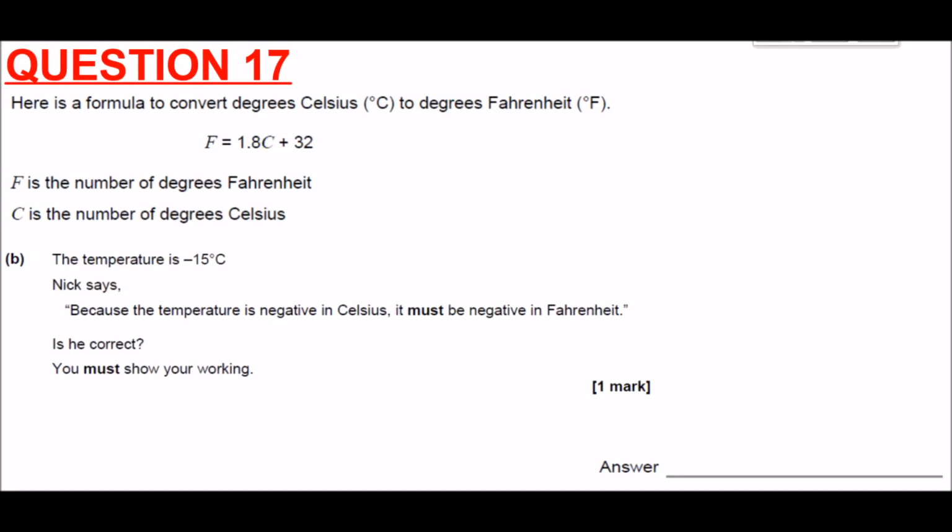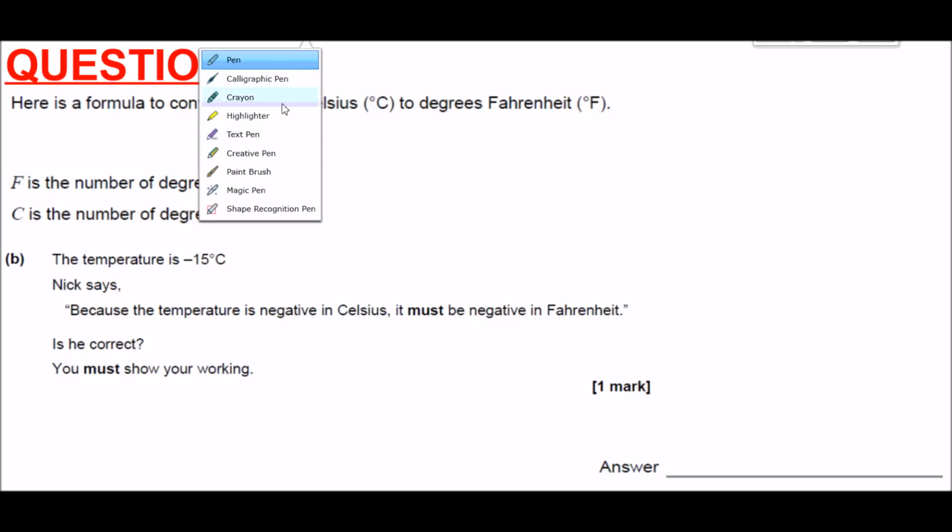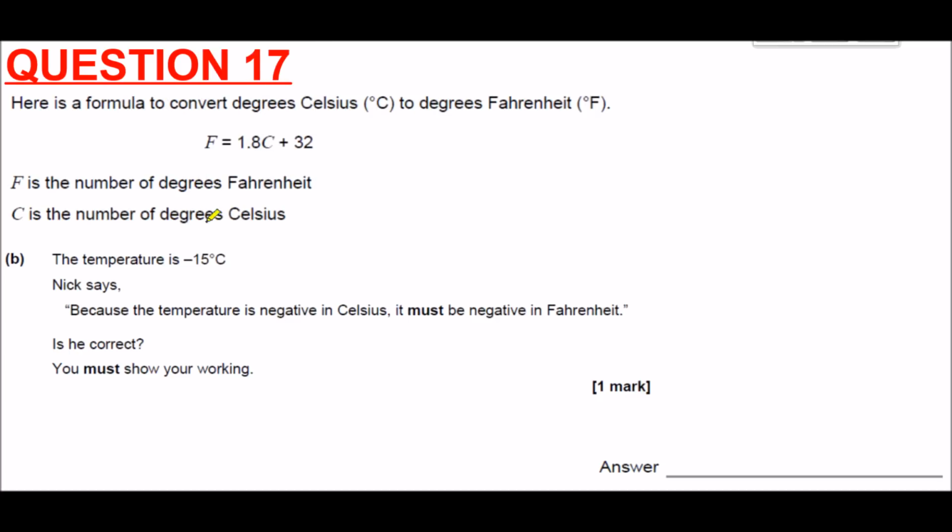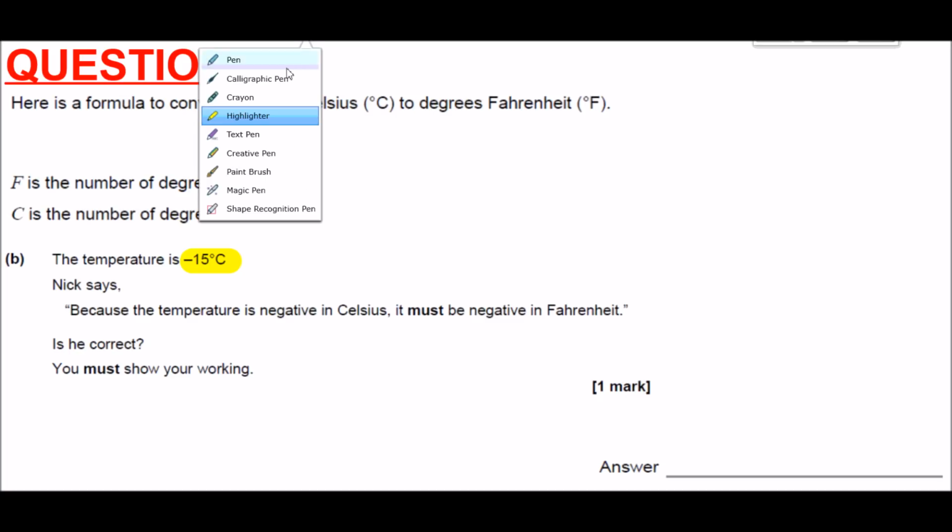Part B, again we've got the same formula. Nick is saying that because the temperature is minus 15 degrees in Celsius, it must be negative in Fahrenheit. Is he correct? Show your working. Well, the easiest thing for this one is to substitute in, instead of minus 40 for C, that C is minus 15 and see what it says.